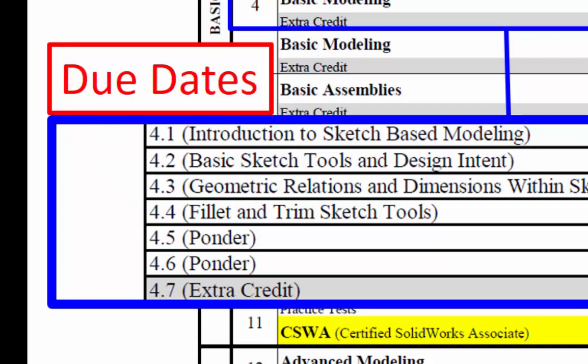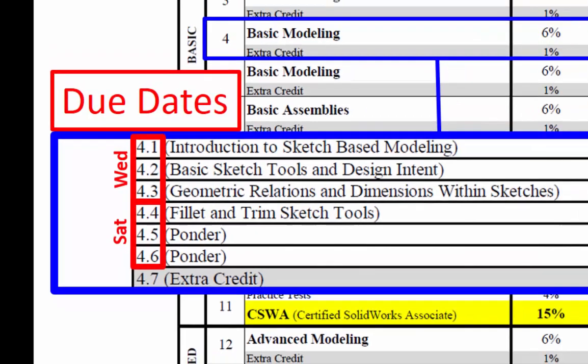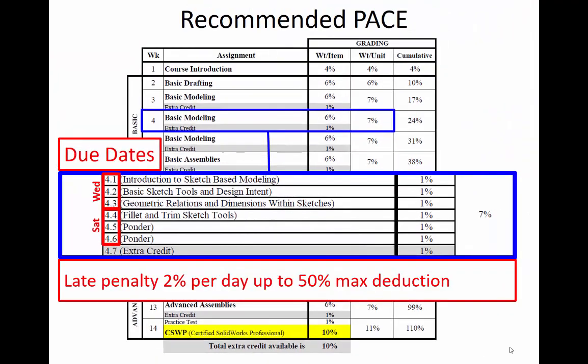The due dates which have been set up in iLearn are designed to encourage you to stay on pace with the class while allowing some wiggle room for special circumstances. Therefore, the first half of each week's assignments are due by the end of the day each Wednesday, while the last half of each week's assignments are due by the end of the day each Saturday. A late penalty is built into the iLearn course, which will automatically deduct 2% from each assignment for every day it is late, up to a 50% maximum deduction. This late penalty is designed to motivate you to stay on pace.